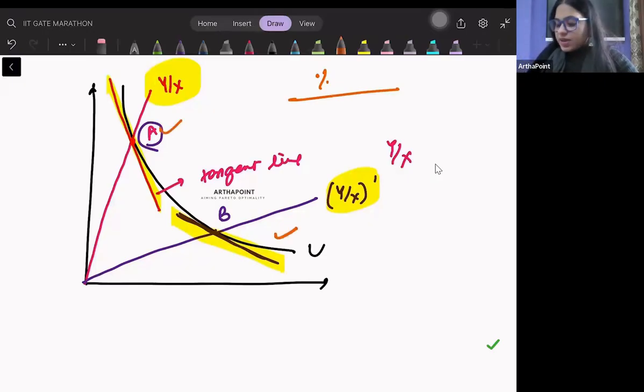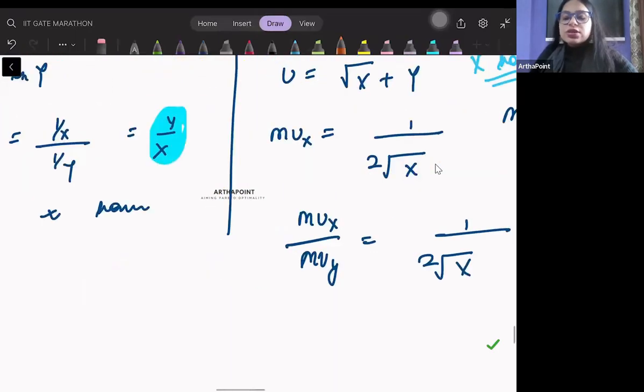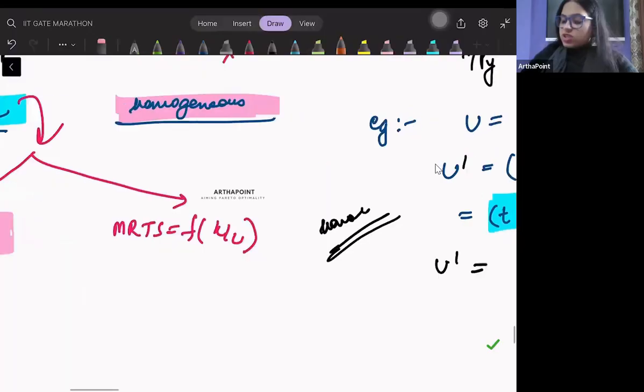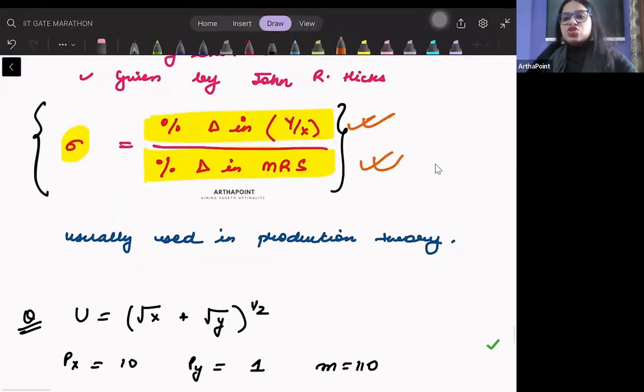I understand both are changing. जब हम A से B पे गए तो ये जो line through the origin है ये भी change हो गई और ये slope भी change हो गया. But इनका ratio कितना है? What is the percentage change in y by x when MRS is changing? That is elasticity of substitution. Again, it is more useful in the production side. तो हम वहां पे एक बार दोबारा revise करेंगे. But as of now, just remember it like this.